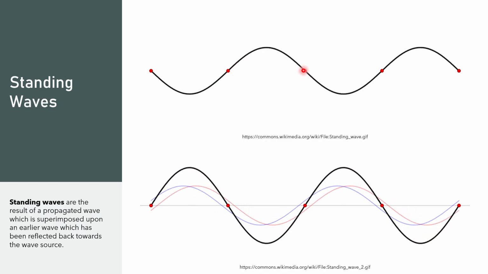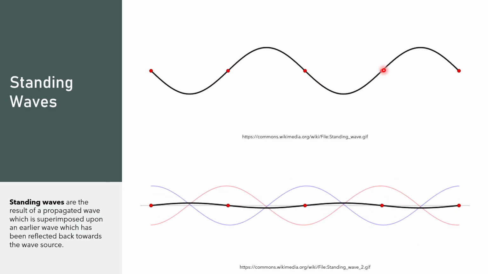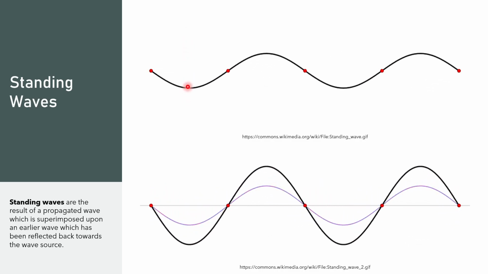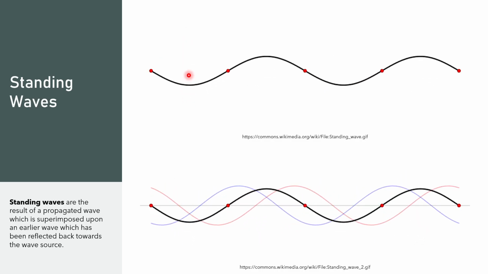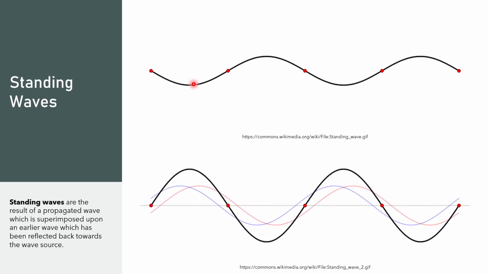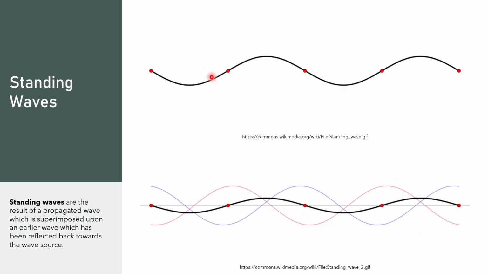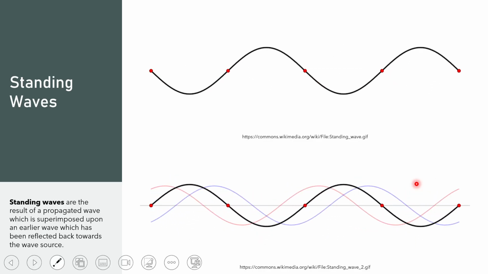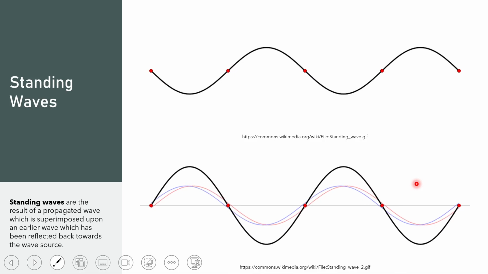Again, we have these nodes, areas of the wave that don't oscillate at all. And then we have our antinodes, areas where we have a full oscillation that goes to the full extent of the amplitude of the wave, and then bits in between where there is a smaller oscillation occurring. And this is caused by, again, two waves which are interfering with each other.